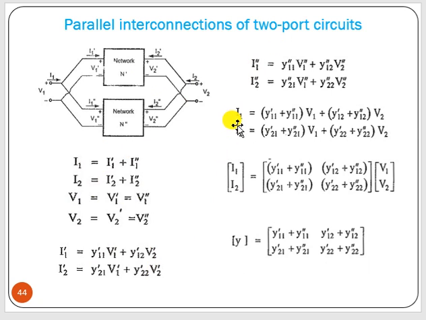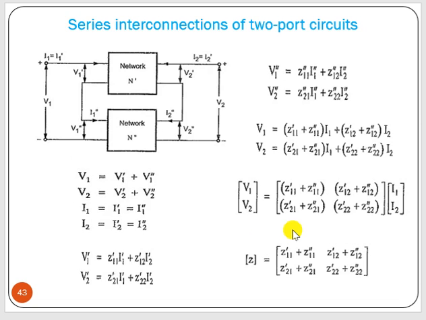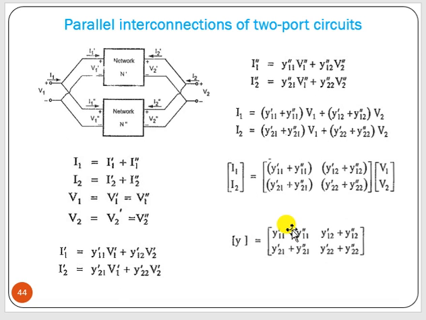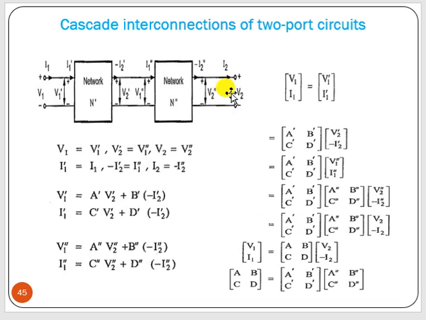Now we can add up this current I, because it is a parallel connection. After addition, we find that the Y parameter is nothing but Y11 prime plus Y11 double prime, first network plus second network. That way you have to add. So for series connection, Z parameters will be added; for parallel connection, Y parameters will be added. Similarly, for cascade connection, this is for ABCD parameters.